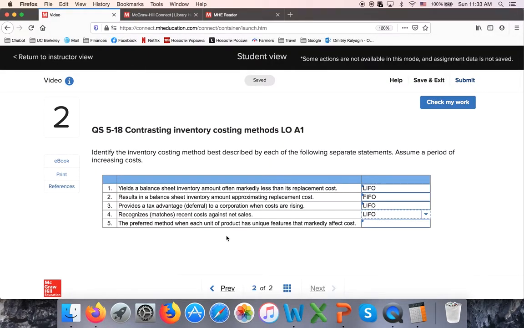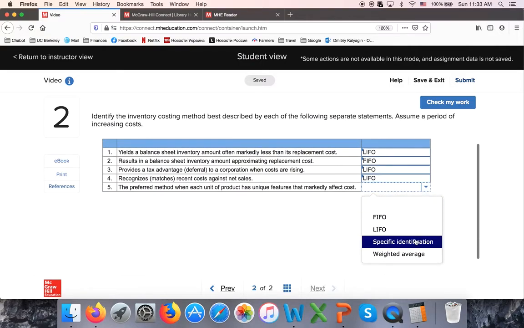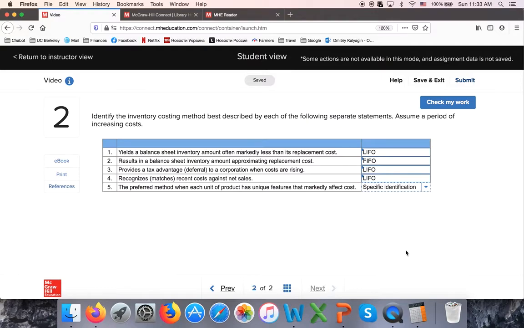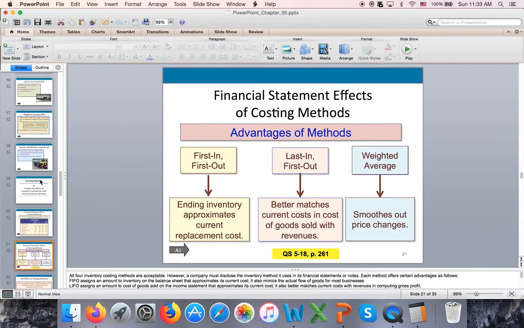And the last one, the preferred method when each unit of product has unique features that markedly affect costs, and that's specific identification. Okay, so a couple more items before I conclude this video.